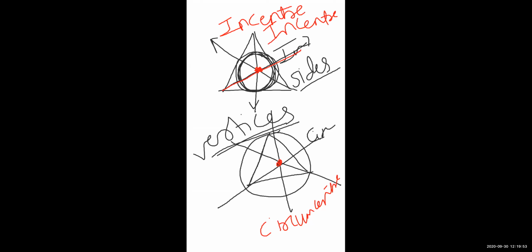But in case of the circumcenter, if the type of triangle is changed, the position of the circumcenter is changed. How does it change? For this I am going to show you a video, so it will be clear. I hope till here it is clear.